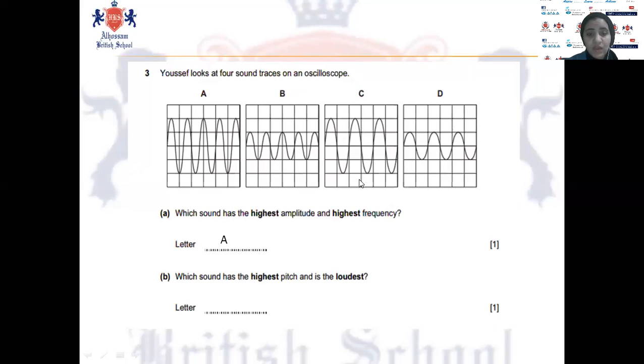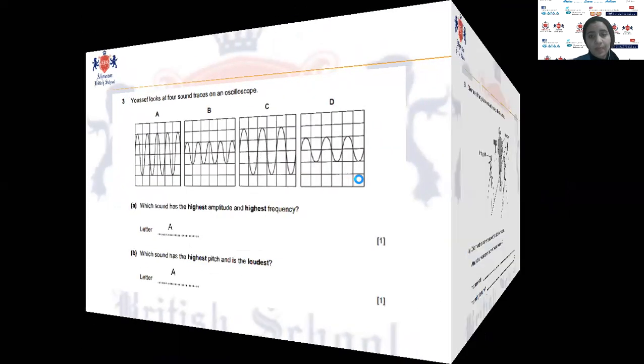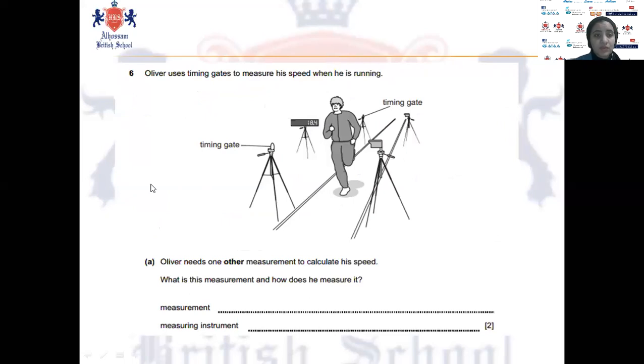If I ask you which one has the highest amplitude, the same as if I ask you which one has the highest loudness or the highest volume, okay? The same meaning. So question B, which sound has the highest pitch, like if I say highest frequency, and the loudest, like if I say high amplitude. So it will be A. If you remember, we said frequency equal pitch, amplitude equal loudness or volume. Thanks, Muhammad, very much.